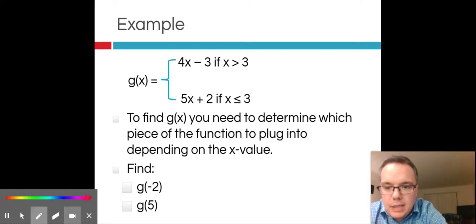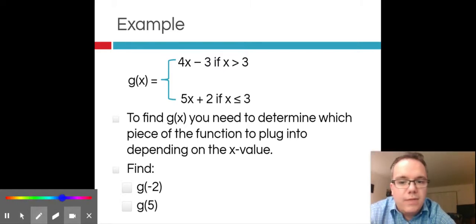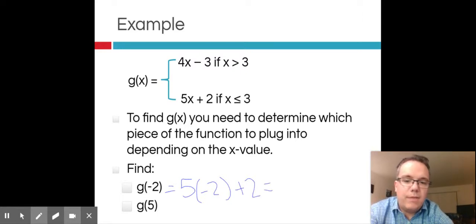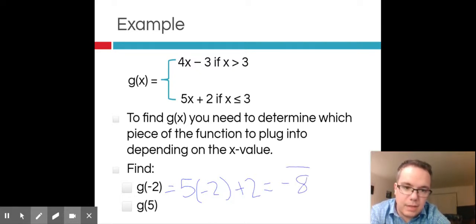So that means if we were trying to find g of negative 2, we've got to figure out where negative 2 fits. Is negative 2 bigger than 3? No, it is not, so I'm not going to use 4x minus 3. Is negative 2 less than or equal to 3? Yes, it is, so I'm going to plug in negative 2 into the bottom function and simplify. So I'm going to get 5 times negative 2 is negative 10, plus 2 is negative 8.